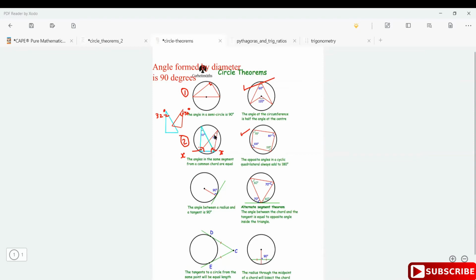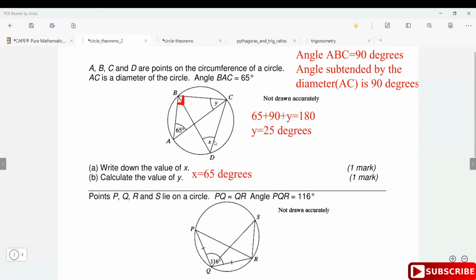See that 32, 32? This would have been the same. Same thing right here. So now this and this are equal. The common chord is BC. All right, so that's it. Easy, 65 degrees. Nice.